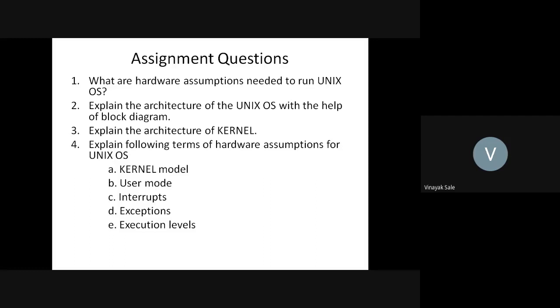And these are the assignment questions. What are hardware assumptions needed to run Unix operating system? Explain architecture of Unix operating system with the help of block diagram. Explain the architecture of kernel. Explain the following terms of hardware assumptions for the Unix operating system: A kernel mode, B user mode, C interrupts, D exceptions, and E execution level.